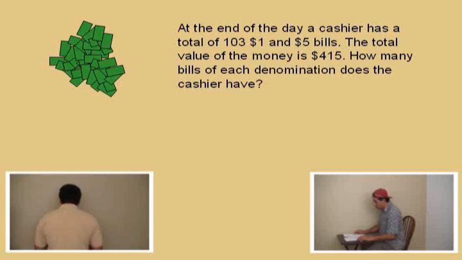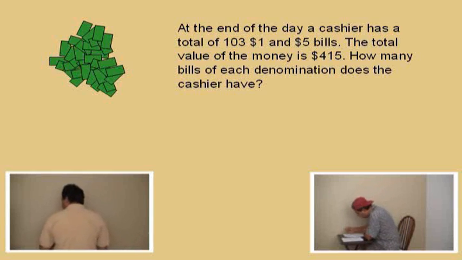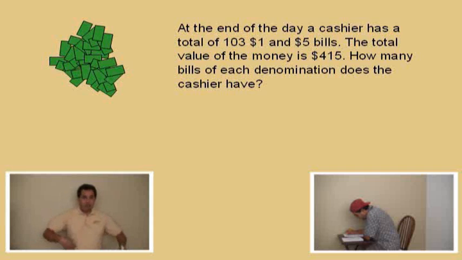Okay, here's our first word problem. At the end of the day, a cashier has a total of 103 $1 and $5 bills. Write this down, Charlie. Should be in your workbook. The total value of the money is $415. How many bills of each denomination does the cashier have? Remember, denomination simply means the bill value. Like, for instance, the denomination of a $5 bill is $5. The denomination for a $20 bill is $20.